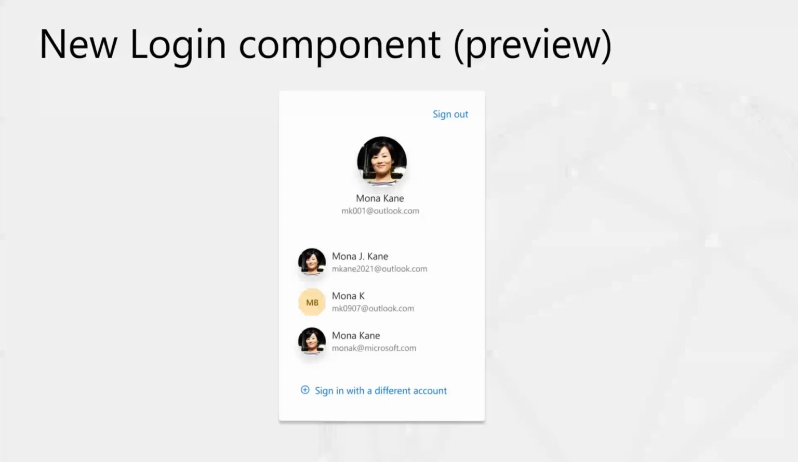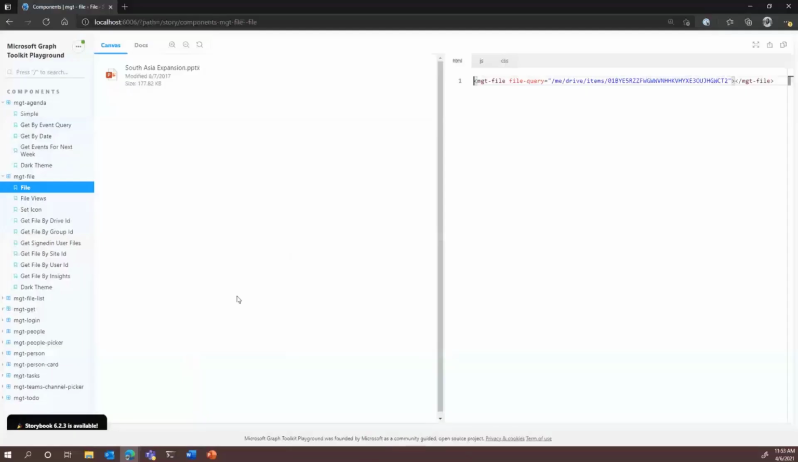So I wanted to show actually the 3 file components that we're working on. We do have previews available for them. So this is the first component. It's just MGT file. It's used to represent a single drive item that's retrieved from Microsoft Graph. And you can display the file with its file type icon as well as properties, however many you want. It's configurable by you as a developer. And there are multiple ways for you to actually specify which file that you want to show.